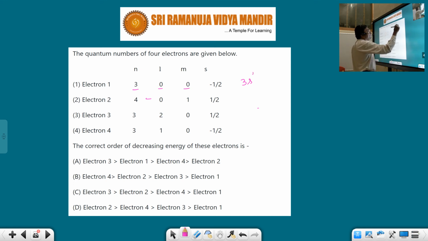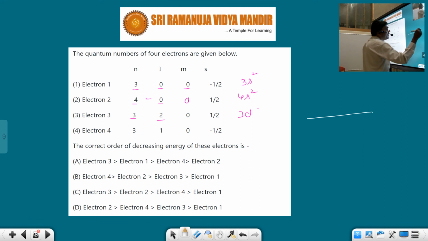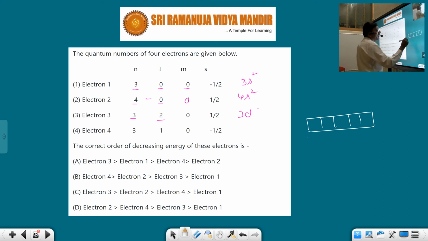Minus half means it will be down. Down means 3s2. Now 4. First write 4. Which orbital? s orbital. And for an s orbital, the m value will be 0. And this is plus half, means 4s2. Now this is 3. The l value is d. And now for d, you write the d orbitals 1, 2, 3, 4, 5. So what is the m value? The m value given here is 0. Minus 2, minus 1, 0, plus 1, plus 2.